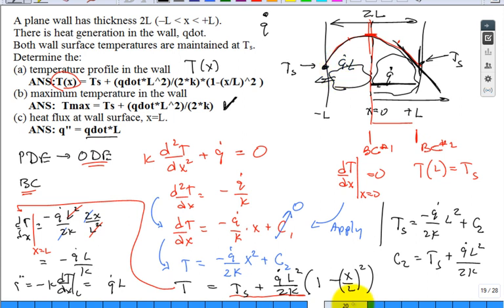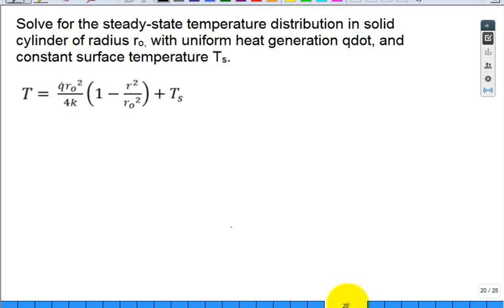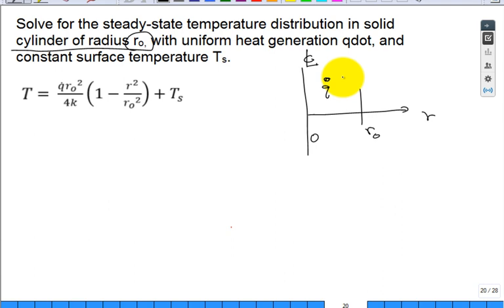Okay, let's jump into it. Steady state temperature distribution in a solid cylinder of radius R naught. So let me kind of draw it like this. This is R, it goes out to R naught. What's the zero? The zero is right there in the middle, okay? This is the center line of the cylinder. It has uniform heat generation Q dot and a constant surface temperature TS.